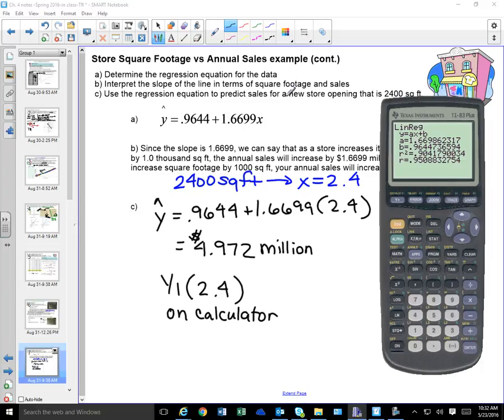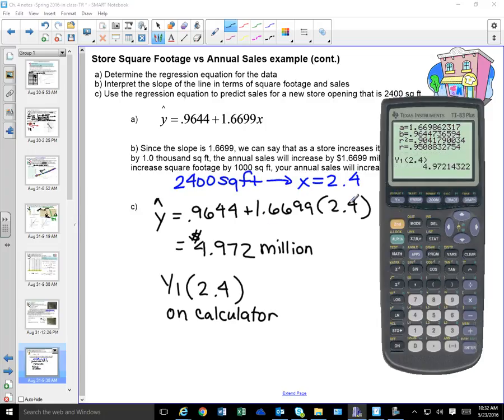C says use the regression equation to predict sales for a new store opening that is 2,400 square feet. Okay, if you look back to the original data, the square footage was in thousands of square feet. So 2,400 square feet would actually be 2.4 thousand square feet because we're doing it in thousands of square feet. So we divide that by 1,000, get 2.4. Now, if I've already stored my equation as y1, I can go back to variables, y variables function. I stored mine as y1, and I can put in 2.4. So that says plug in x equal to 2.4 into this equation that you saved for me. And it gets an answer of 4.972.